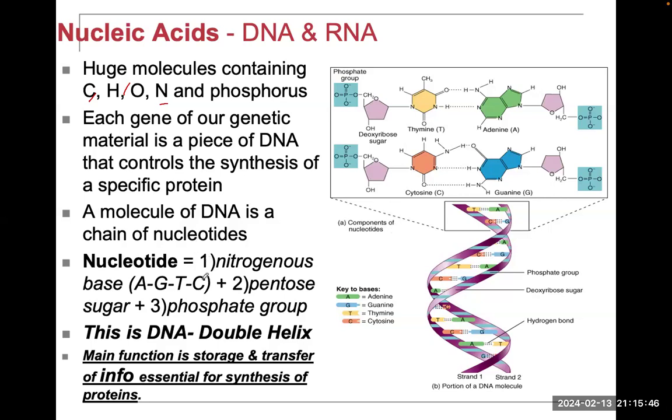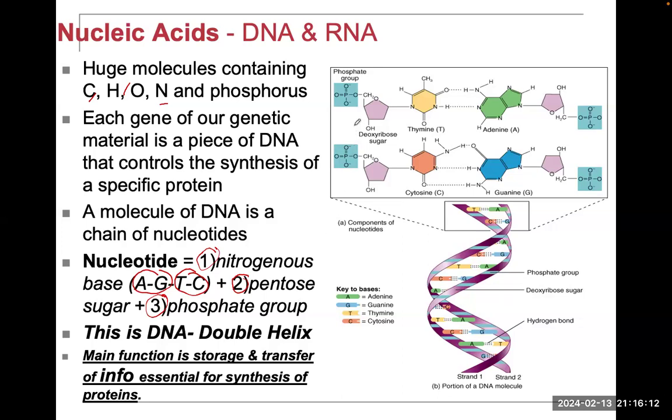Again, what makes up nucleotides? We have three things that make them up. Just a quick review. We have the nitrogenous bases, A, G, T, C: adenine, guanine, thymine, and cytosine. Then we have pentose sugar. It's either ribose or deoxyribose. And then we have the PO4, which is the phosphate group.